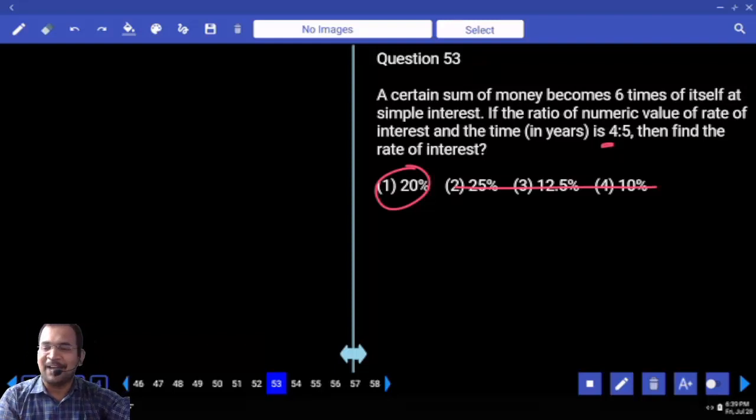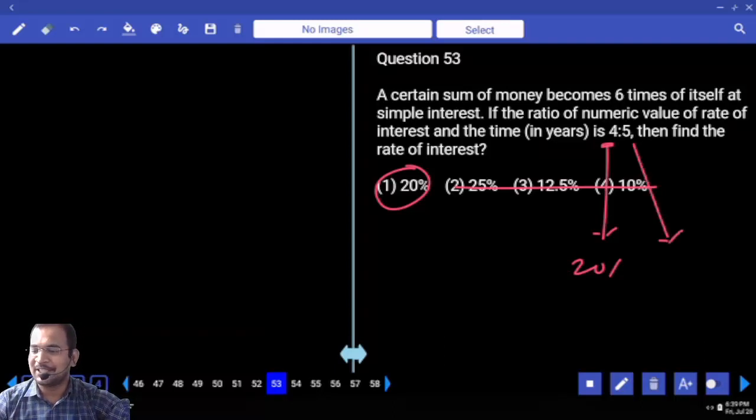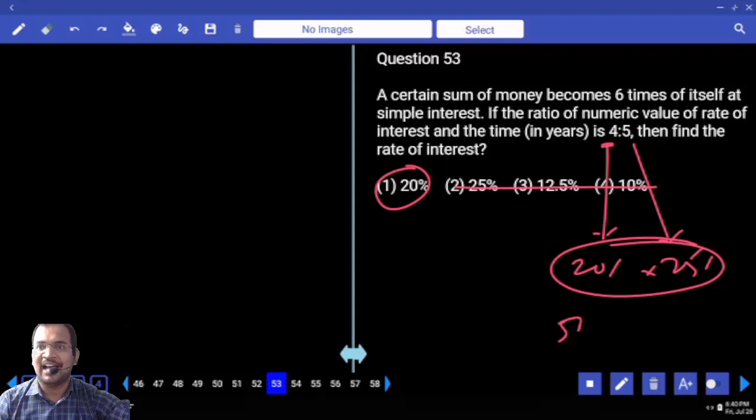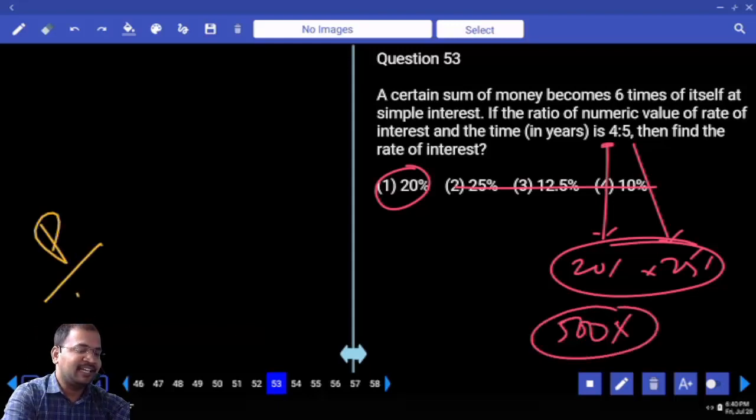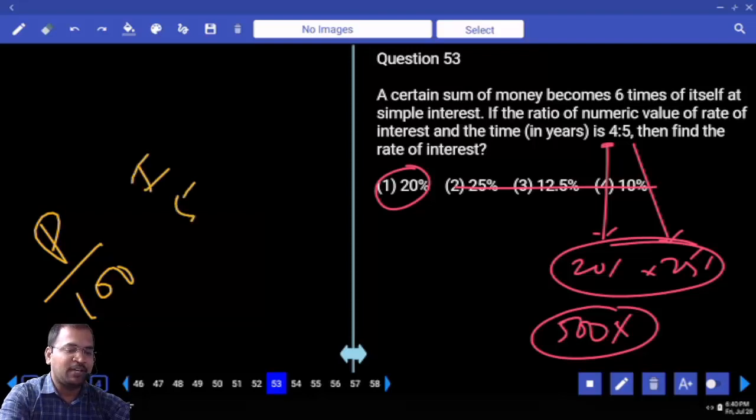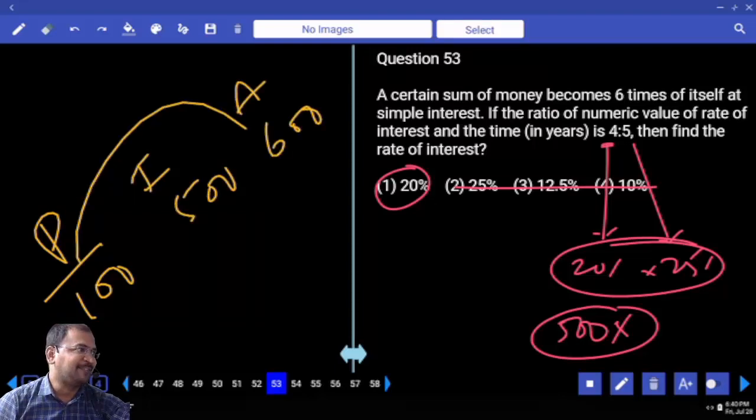If you have any doubt, 4 parts is 20%. 5 parts is 25%. R into T is nothing but the total rate of interest. R into T is nothing but 500%. Principal is 100, interest is 500, amount is 600, which is 6 times. Satisfied or not? We don't want proof.